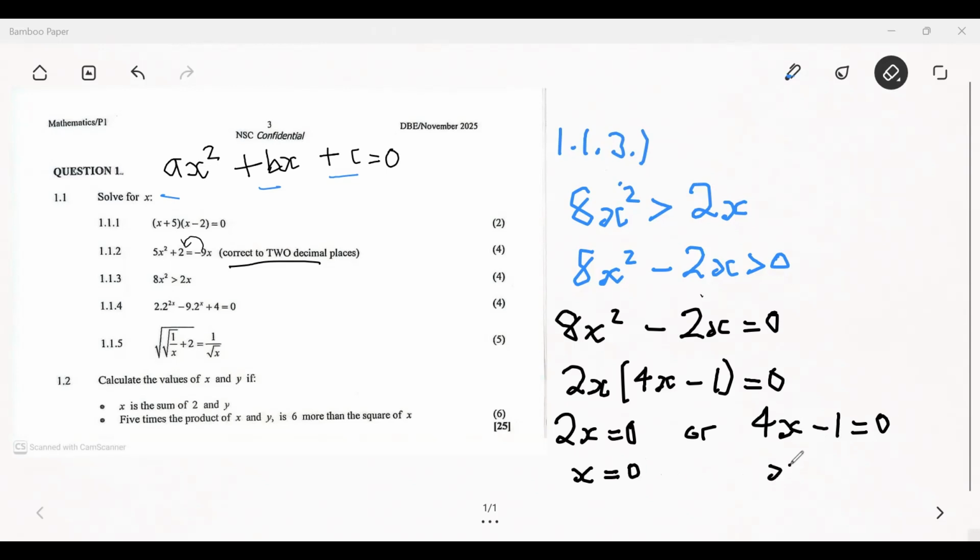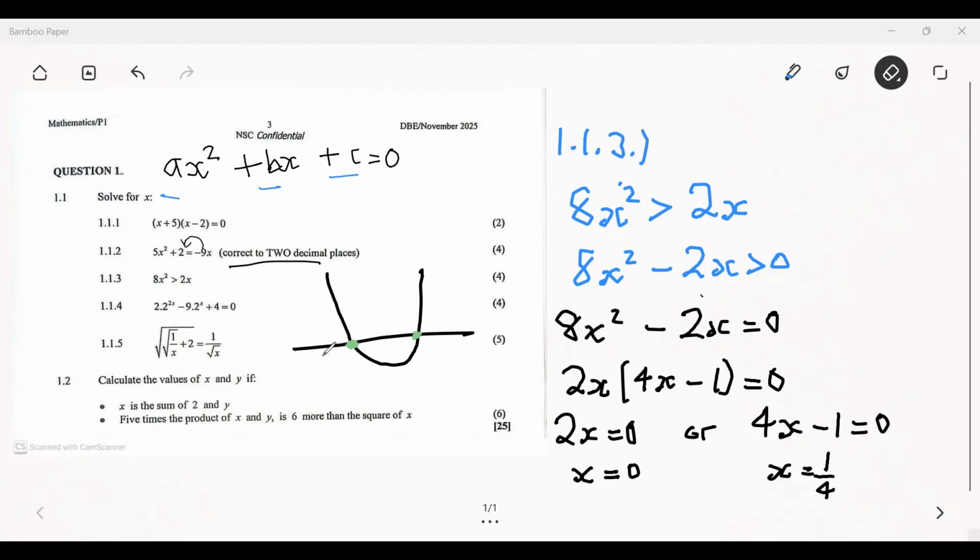And then I get x is equal to 1 over 4. Those are the critical values. This is a happy face parabola. These are the points. Remember, this is where I set the function equal to 0. Those are like my roots. We call them roots in maths. Those are the points where the function crosses the x-axis. And those are the 2 points, this one here and that one there.